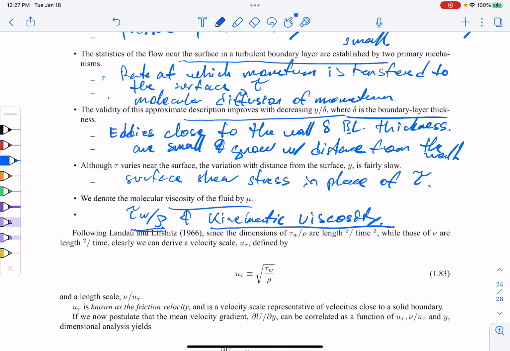So in 1966, Landau and Lifshitz tried to normalize these boundary layers by defining what we call the velocity scale or friction velocity, and that is u tau, which is the square root of tau w over rho. And of course, the units are meters per second.